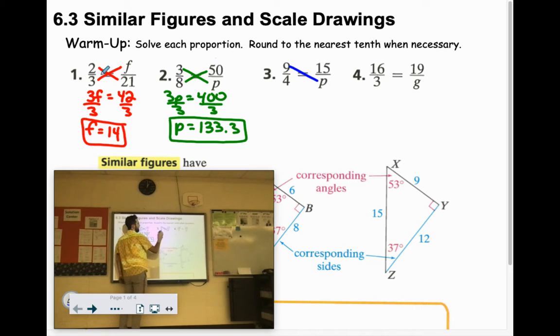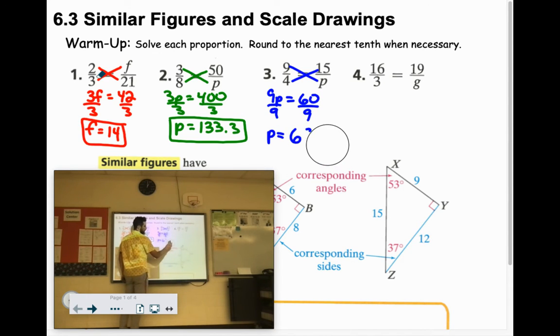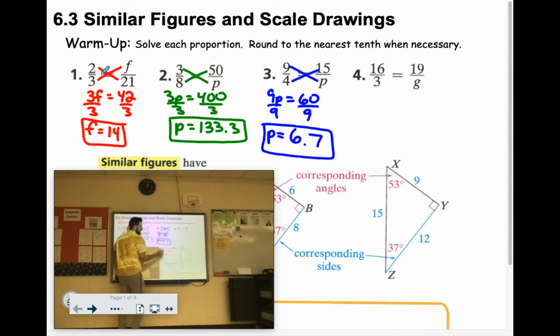Cross multiply, 9p equals 60. Divided by 9. Let's see, doesn't 54, 6 times 6 and 2 thirds, 6.7. The calculator would just make this so much easier. We're very lucky we have calculators.